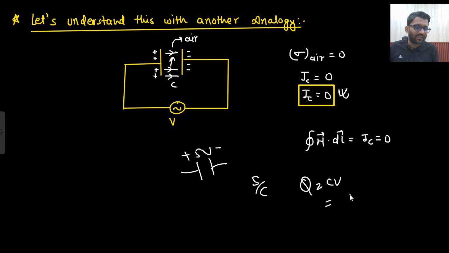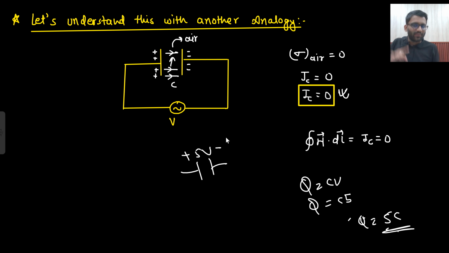If I am saying my capacitor is charged to 5 volt, then what is the charge on that? 5C. Sorry, 5C, not 5 by C, really sorry. So the charge on that is 5C, right? So if my voltage is varying, then certainly the charge on the capacitor is also varying.